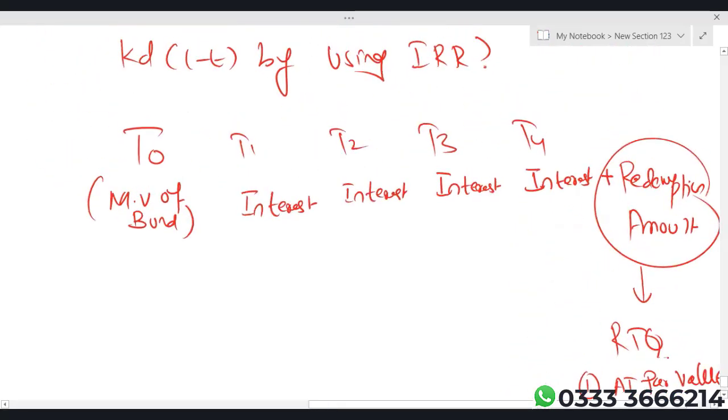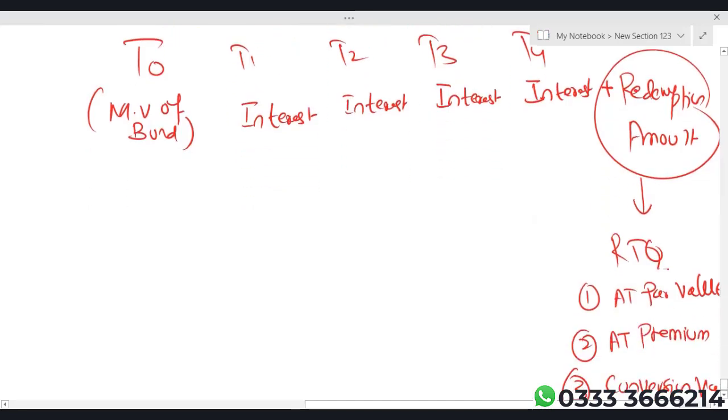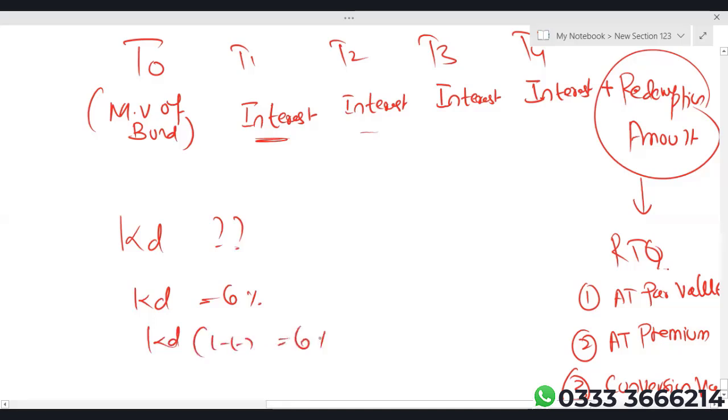Let's say you have written all the inputs of IRR. After that, whatever the answer comes by using the shortcut of IRR, that will actually be KD, because I'm using only interest. If you are using interest 1 minus T, then your answer will be directly KD 1 minus T. Right now, whatever comes, it will be just KD. For example, the KD is 6%. Then you can very easily make it KD 1 minus T.